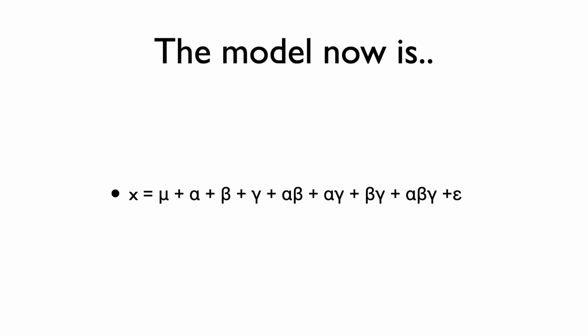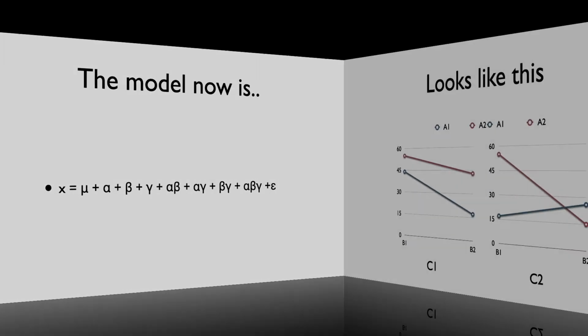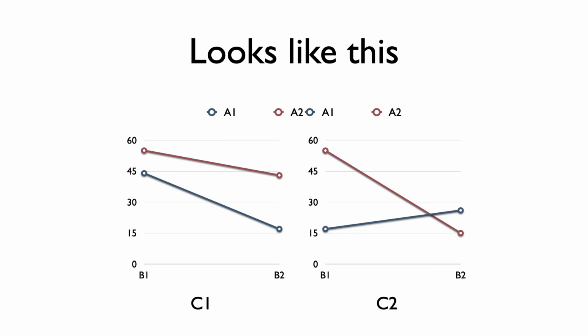Now, the best way to show this is to draw something. Oh, sorry, let's go to the model first. The model gets a little bigger. X equals mu plus alpha plus beta plus gamma plus alpha beta plus alpha gamma plus beta gamma plus alpha beta gamma plus epsilon. So we have the grand mean, and then A, B, C, A B, A C, B C, A B C, and error.